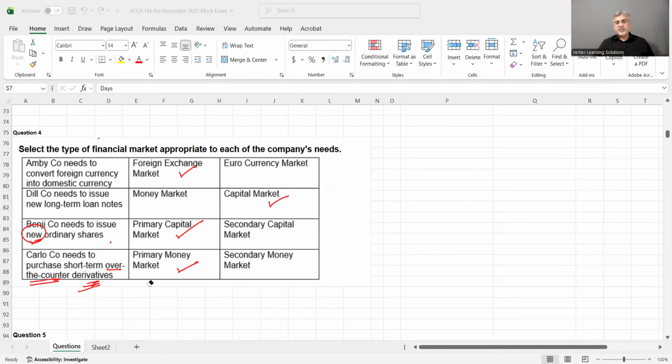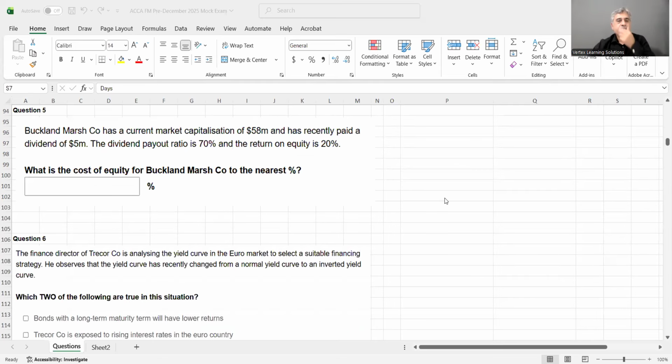So therefore, the answer is this one, primary market. Okay. And the answers are changing. Actually, this question is easy, but they are creating some confusion because you see loan notes and you say, oh, that's money market. But then long term, you see shares, new shares, derivatives, probably here. But then you see over the counter, and then you say, okay, then it is primary market. Question 4 is done. We do question number 5.